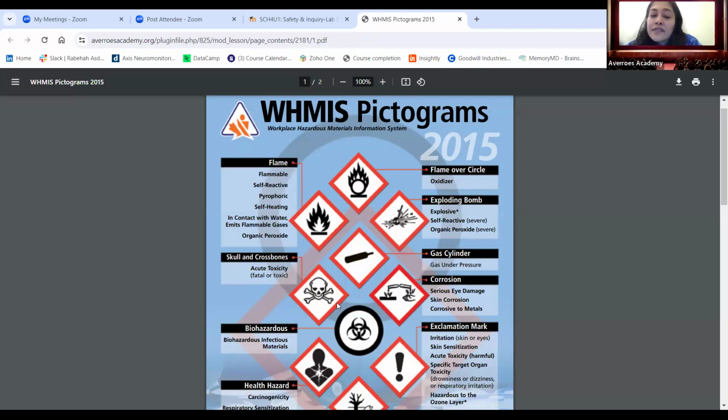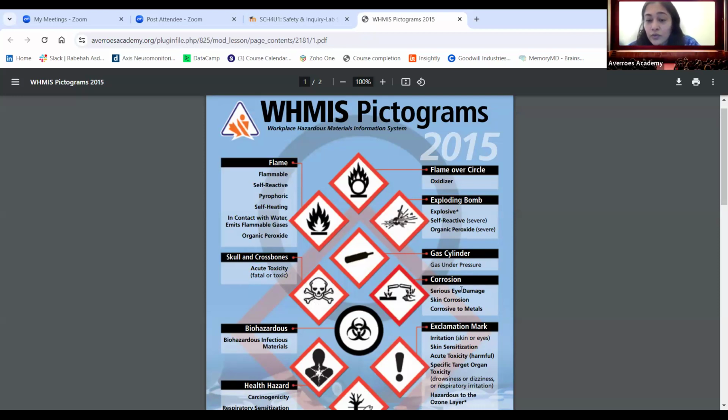And then we have skull and crossbones, right? So that means that it's acute toxicity. It can be fatal, or toxic. So it's a very high danger area there.